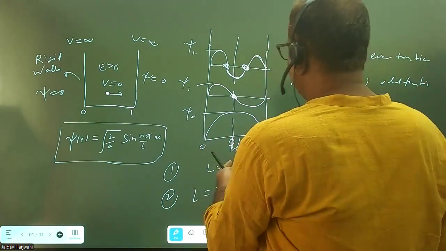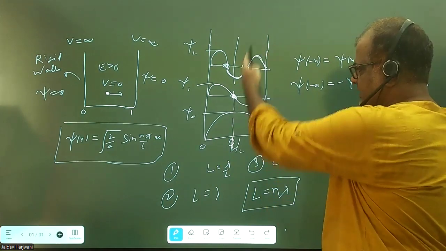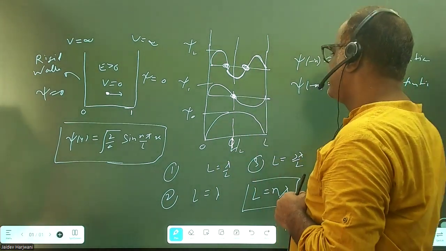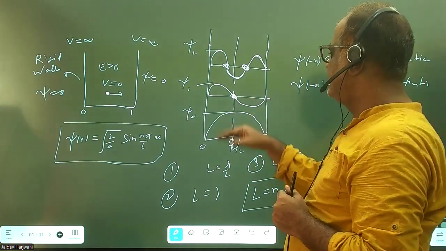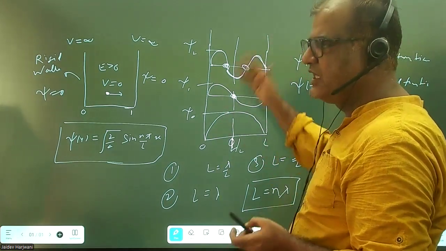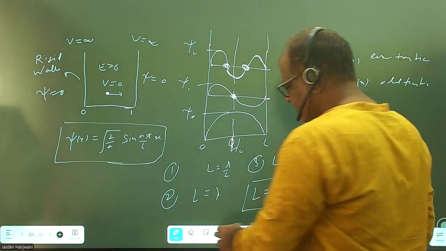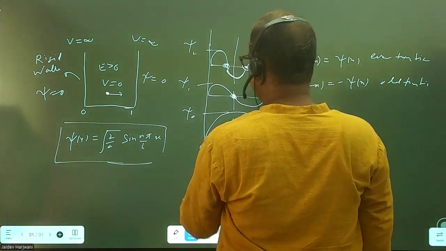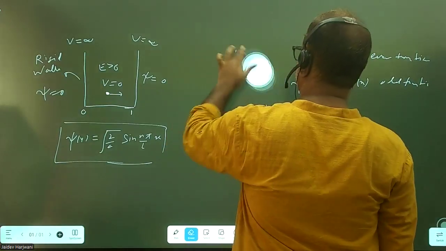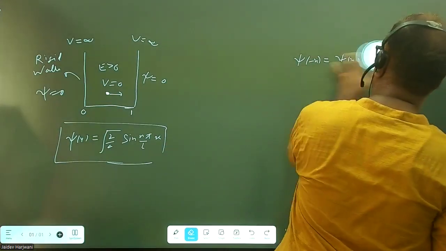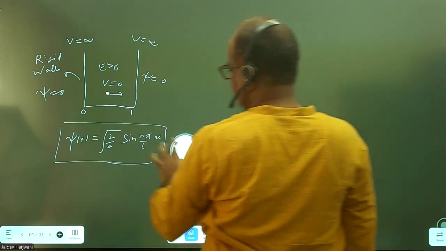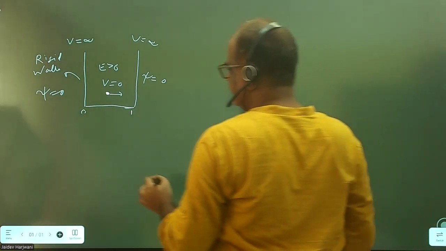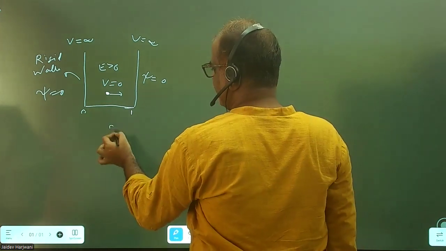So the first property is that with respect to the center, your wave functions are either even or odd. And then the number of nodes increases as you go from the ground state to the higher energy levels. And now we can easily prove also that these wave functions are orthonormal.